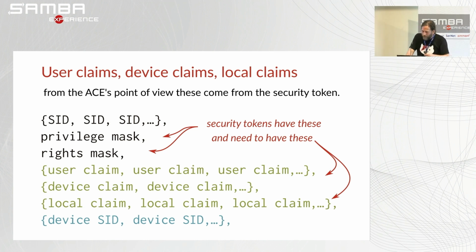So from the point of view of the conditional ACE, the claims come from the security token, and what we have in Samba at the moment is our security token as a list of SIDs and some mask things. But what Windows has is a list of user claims, device claims, and local claims. And now the resource claims, they don't come in the security token, they come from the resource SACL. And then there's the device SIDs, which I think might be necessary or not, I don't know, but they're listed.